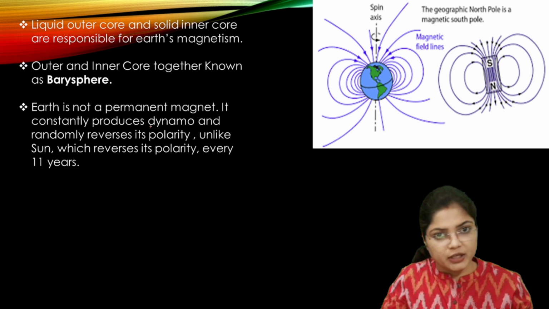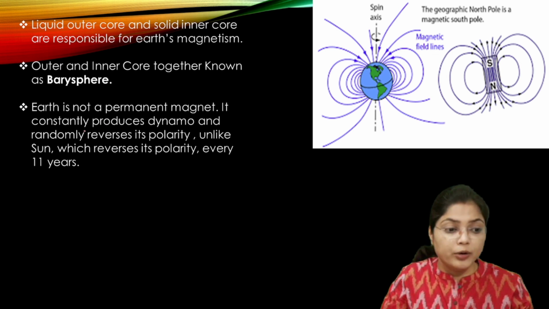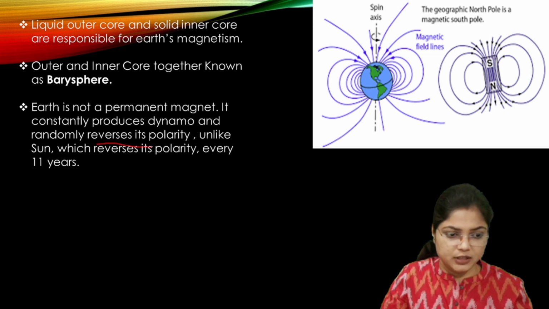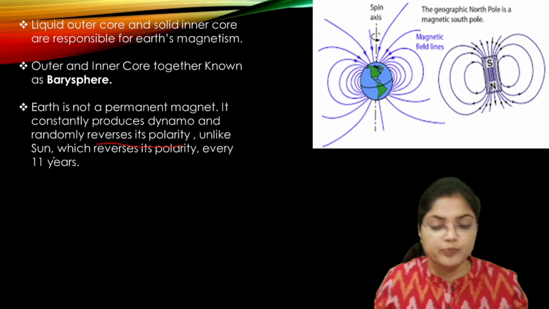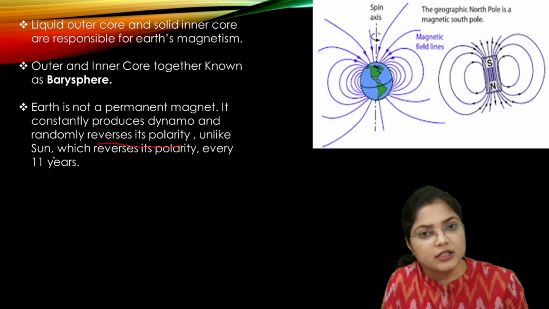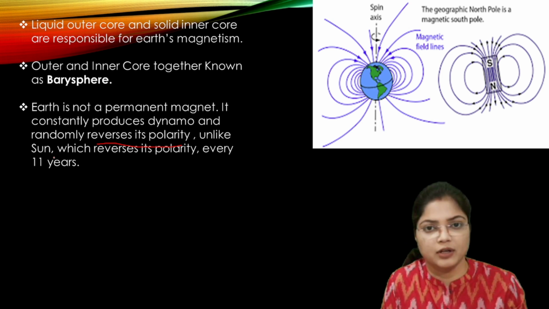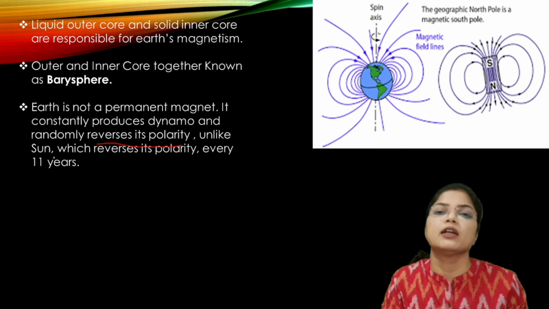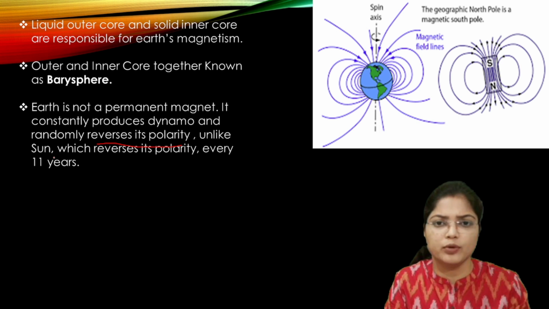Earth is not a permanent magnet, I have told you. It constantly produces dynamo and randomly reverses its polarity, unlike sun. Sun reverses its polarity after every 11 years, but this is not the case with Earth. Earth, it depends. It may take millions of years, it may take thousands of years. It depends on its dynamo.